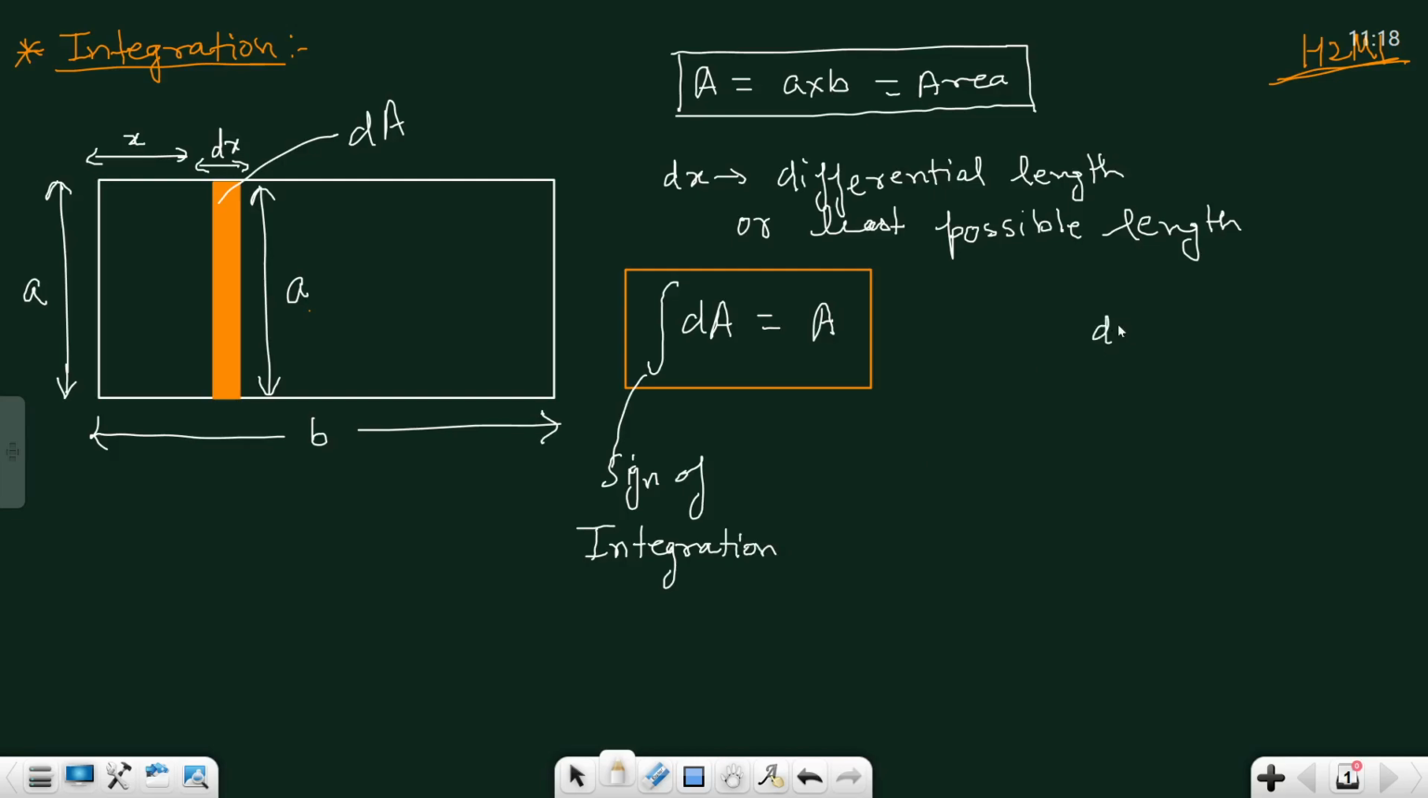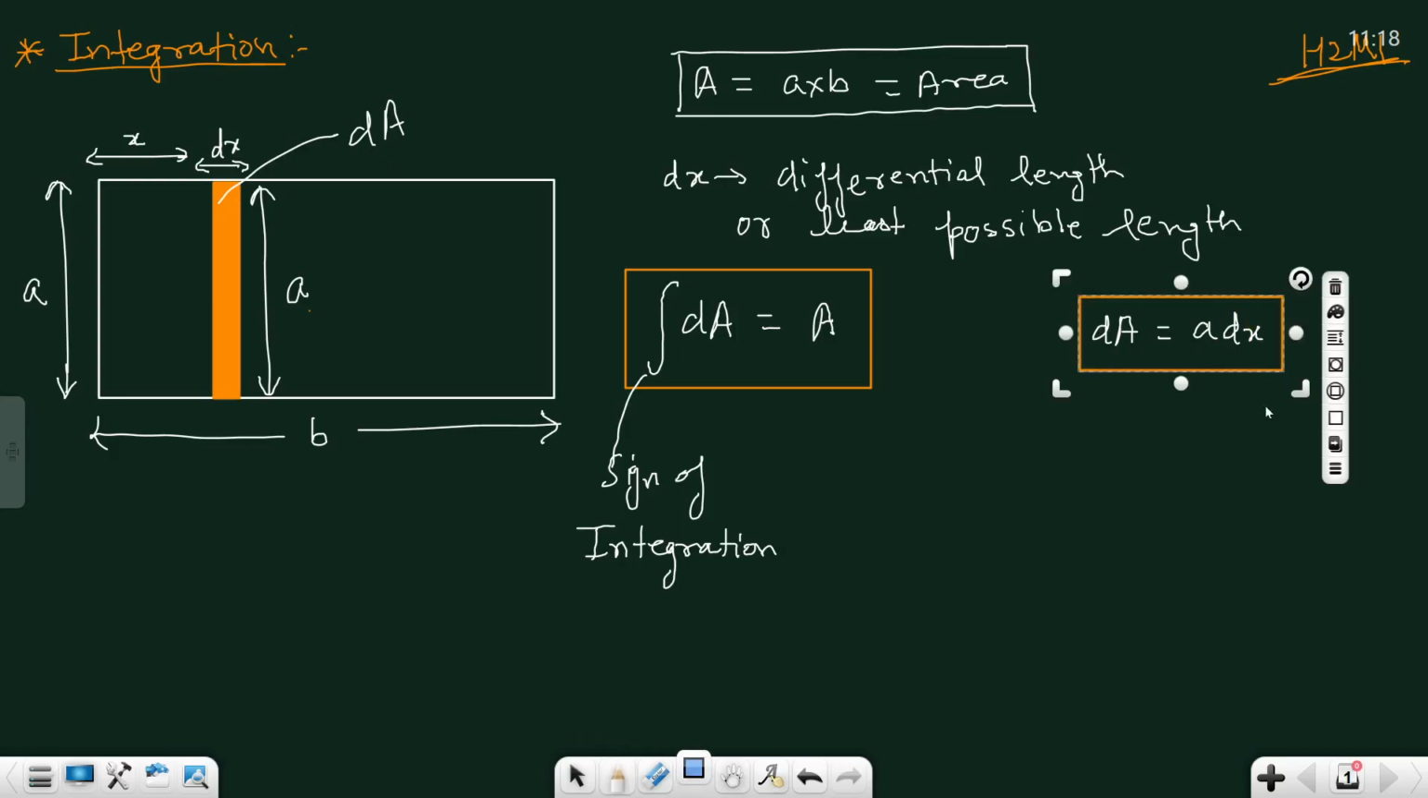So what will be the differential area dA? It will be height A into dx. Is it correct? ठीक है? Differential area is equal to A into dx. So when you integrate this differential area, you will get the complete area of the rectangle. This is all about integration. In the next slide, we will go through the algebra of integration. But actually integration looks like this: if you integrate a smaller object, you will get the larger object. Clear है? ठीक है, बहुत सिंपल है. ठीक है, नोट इट डाउन, बस इतना ही.